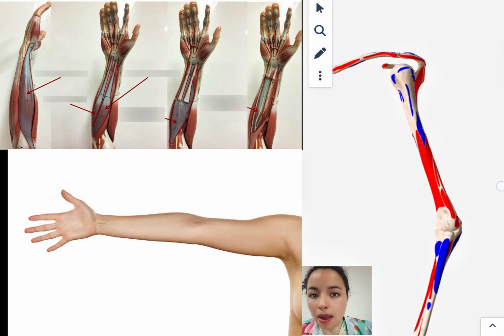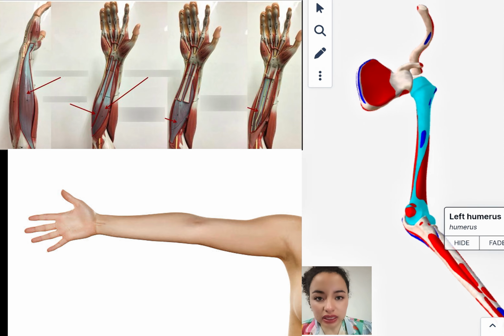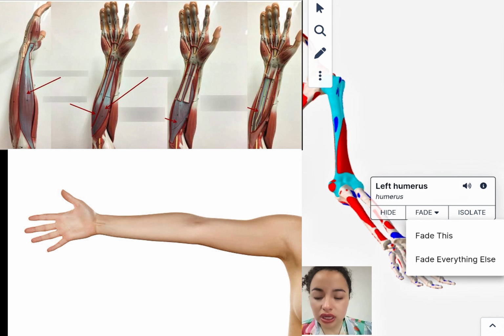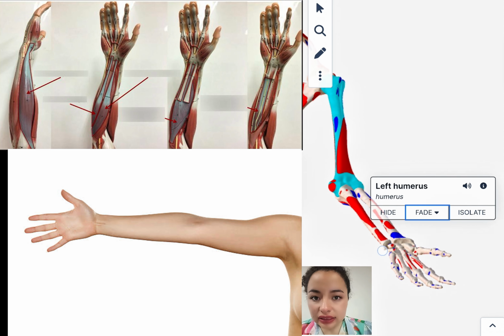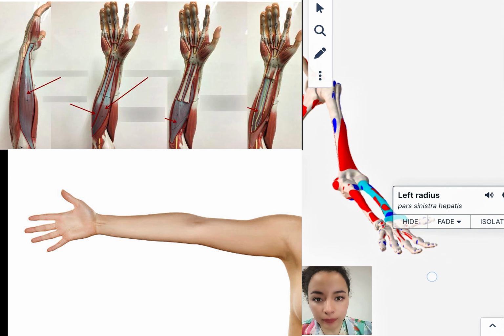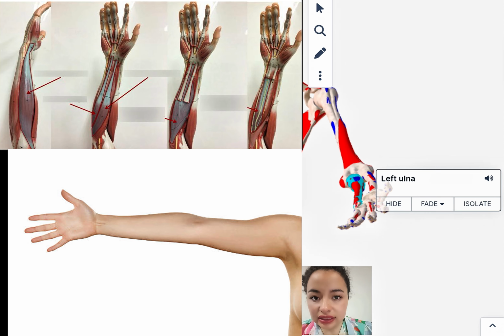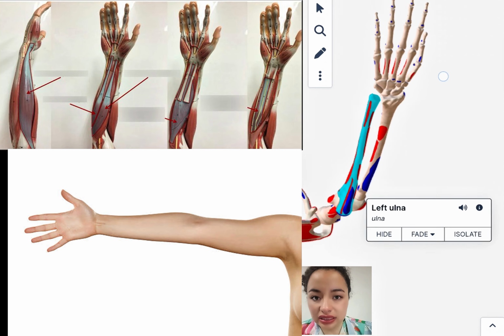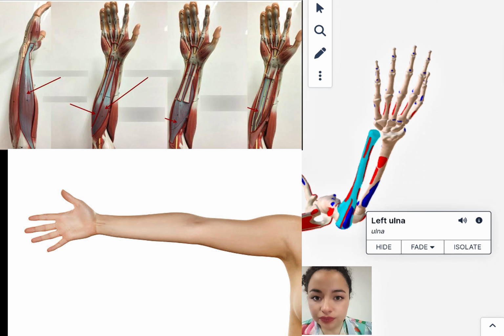Elbow flexor muscles. Biceps brachii extends from the shoulder to the elbow. Brachialis is located in the front of the arm. Brachioradialis originates from the humerus and inserts into the radius.